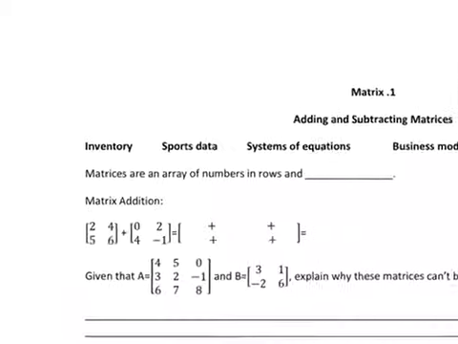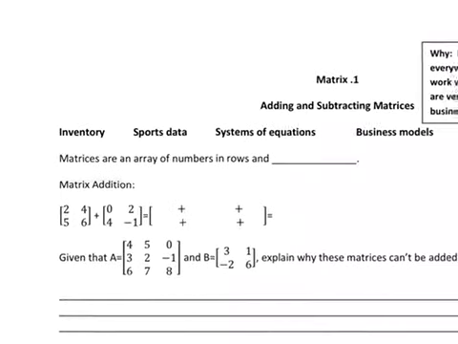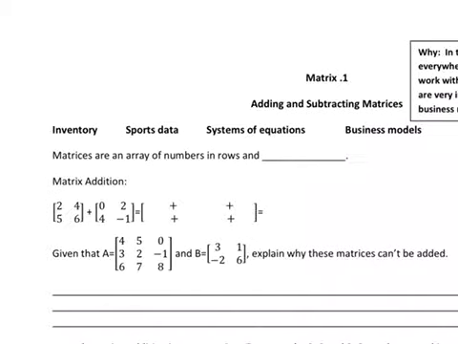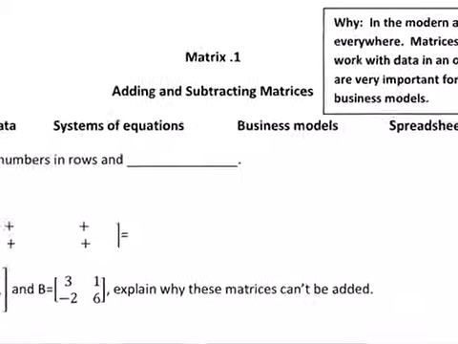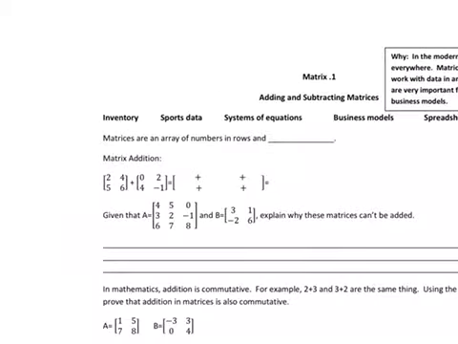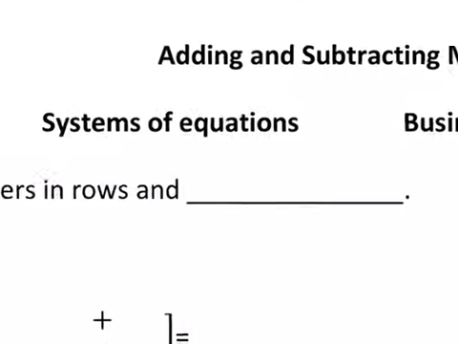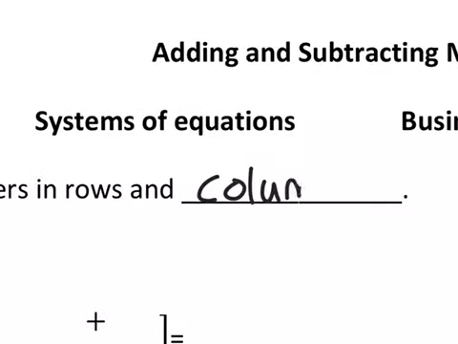Other things that matrices show up with: inventory, sports data. So ESPN is able to tell you what player averaged 27.2 points on their 27th birthday on the 27th day of September. All those random stats they give you, they're recalling data from matrices and spreadsheets. Systems of equations, which we did previously, business models, spreadsheets. Matrices are all of those. And we saw that matrices are an array of numbers in rows and columns.